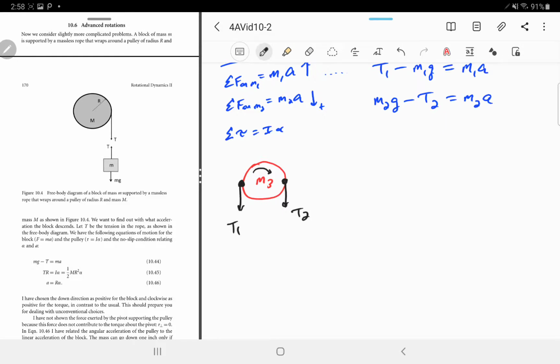And the only way it goes from rest to rotating that way, if the string doesn't slip on the pulley, is if T2 is bigger than T1. So this one is bigger. Just for emphasis, I'm going to draw it bigger, no longer line.